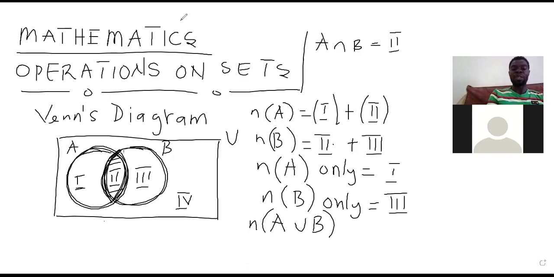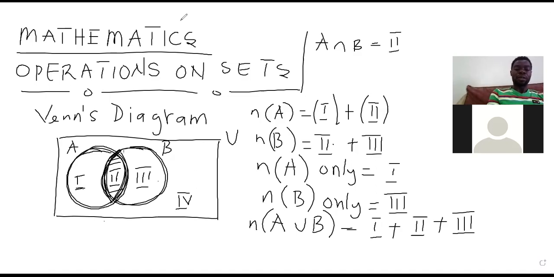Okay, so number of A union B should be equal to I plus I plus I. Okay, number of A union B is I plus I plus I. We are combining all the members of A and B. So when you see number of A union B concerning two intersecting sets, within the Venn diagram, A union B should be equal to I plus I plus I.